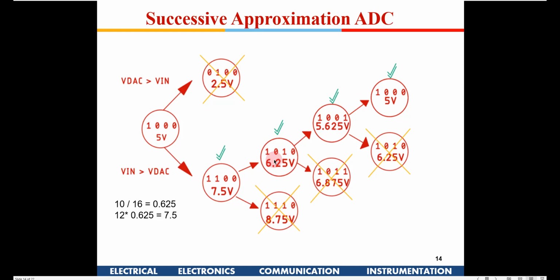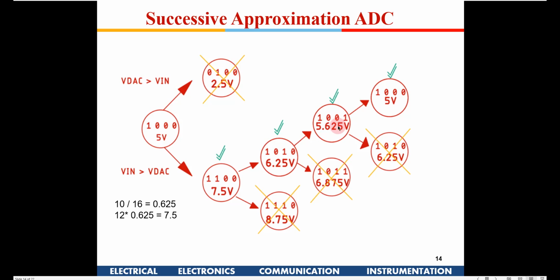Now, in the second state, this is 7.5, whereas the input voltage is lesser, so that is why this has become 0 and this has become 1 here. Again, I am comparing in the next cycle. In the next cycle, this is 6.25, whereas my input voltage is only 5.2. So again, this will also become 0 and this will become 1 out here, right? Again, this will be compared in the next cycle.